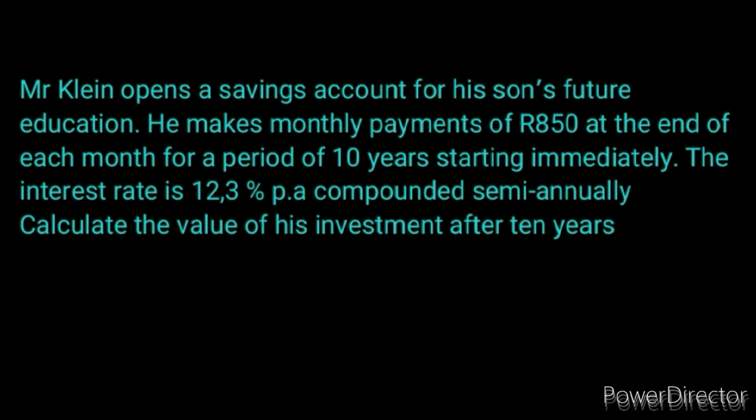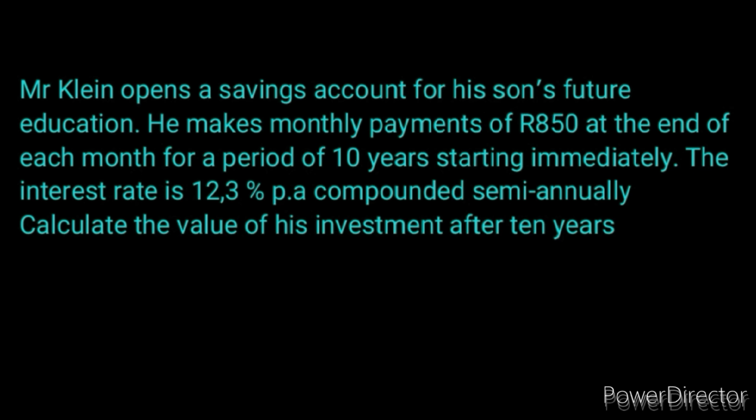So we have to find out, is this an annuity situation? Yes, it is an annuity situation because he makes monthly payments of 850. So it's a consistent amount for the fixed period, right? So a constant amount for the same period of time. And is it future or present? It is future. Notice that they said he opens a savings account for his son's future education. So he wants to have that large sum of money in the future. So it is future value.